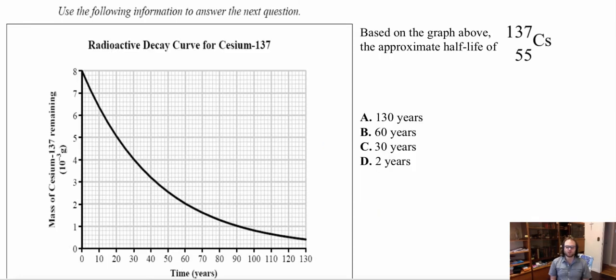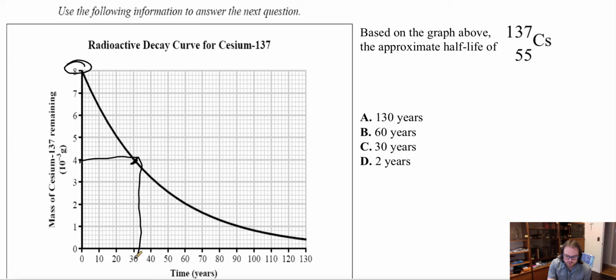So here we have a question from a provincial diploma exam. We have a graph here showing the decay rate of cesium-137. And the question asks, based on the graph above, what is the approximate half-life of cesium-137? Well, first of all, let's look at what we're starting off with. Our maximum is 8, so my first half-life we're looking at is 4. And if I go from 4 down, I'm going to have 30 years.